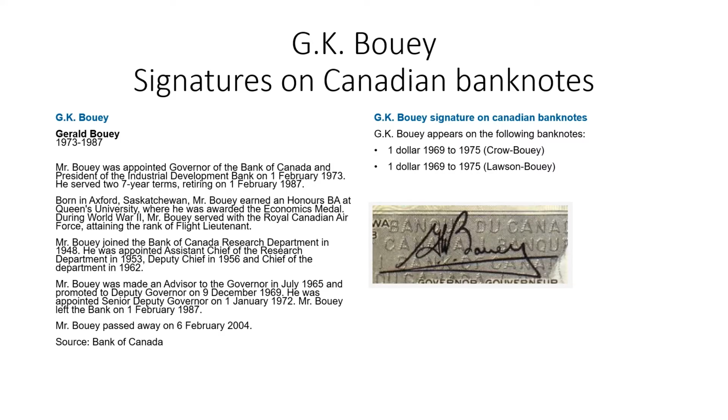Our first signature is Gerald Bouey, and he was the governor of the Bank of Canada from 1973 to 1987, 7 years, quite a long term. I would suggest if you want to go through some of this information here, just take a quick pause and read through it. But we'll see the Bouey signature on $1 notes with Bouey and Crow. So there's 2 signatures on each note, and a Lawson Bouey signature. So that'll be the first one we're watching for.